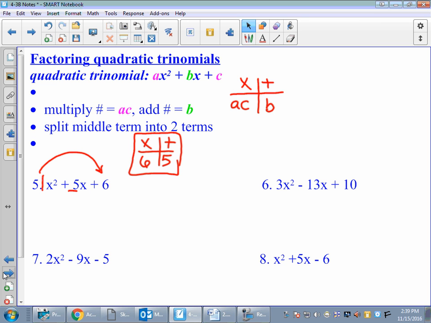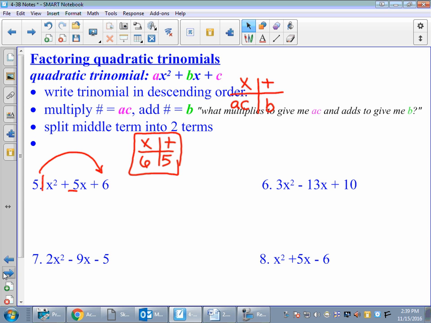Okay? So what we're doing here is we're going to write the trinomial in descending order. Your AC and your B numbers, you're saying what multiplies to give me AC and adds to give me B. And then we're going to split the middle term into 2 terms. So what that does is we're going to take that 5x and rewrite it as what it was when it was an outer term and an inner term by figuring out this riddle. What multiplies to give me 6 and adds to give me 5. So what we're trying to do is make this trinomial into 4 terms.